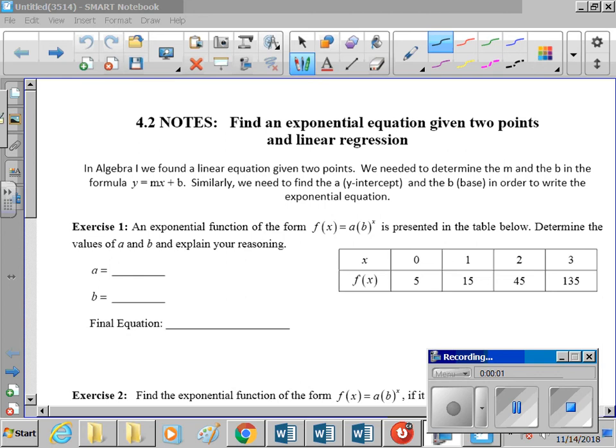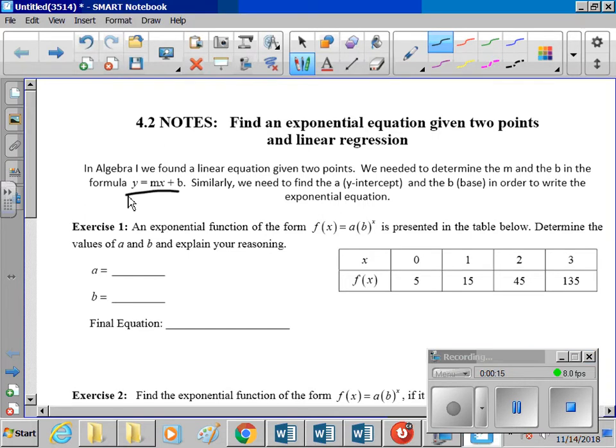Active 4.2, we're going to be talking about how to find exponential equations given some points, which is called regression. In Algebra 1, we found a linear equation given 2 points. You'd find your difference in x, difference in y, and then you'd work back to find your b. Now we need to find the a, which is our y-intercept, and our b, our base, to write an exponential equation, which is y equals a b^x. We still need to find both of our constants.